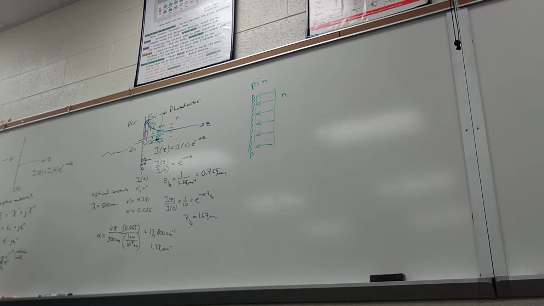Notice all of that just falls out of knowing the optical constants and that simple fact, combined with Beer's law. It's pretty straightforward, and now you pretty much know how you want to design a photodiode. Okay, any questions? All right, then.